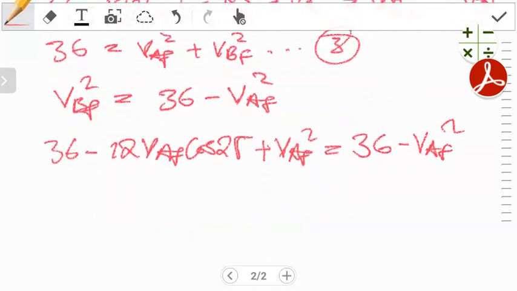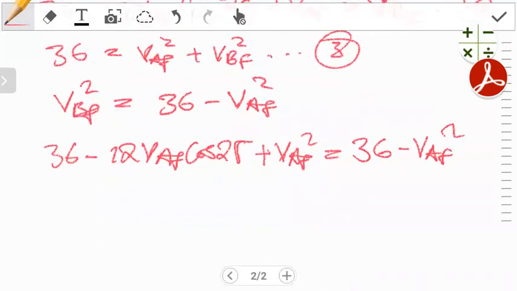All right. Now, what do we remain with if we did this? So we're going to have 36 minus. Grouping the like terms, this term comes this side. It becomes positive. So these two terms are going to add up. We're going to have 2 VA final.